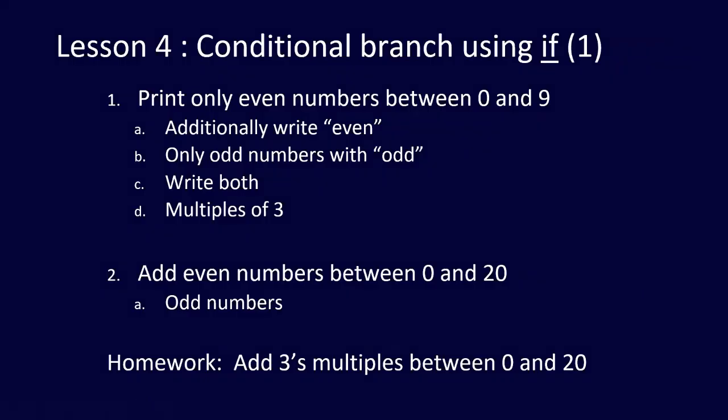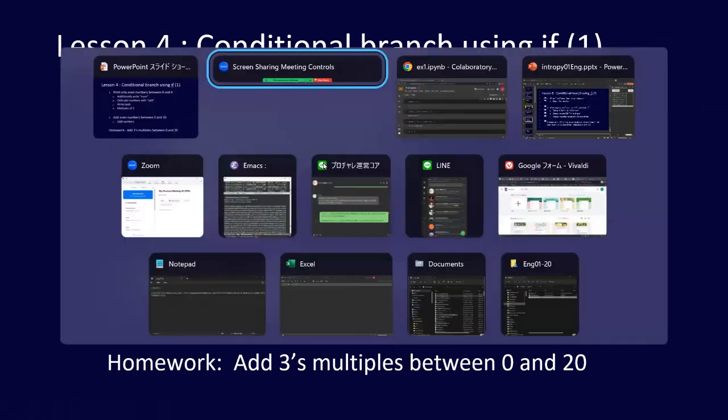Okay, let's quickly review lesson 4, conditional branching using if statements, right? We can use if and sometimes else to do different things depending on the value of, say, i. Let's see the code.